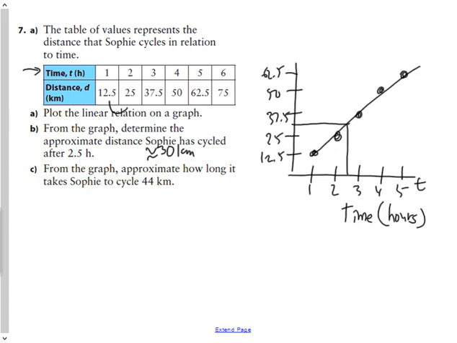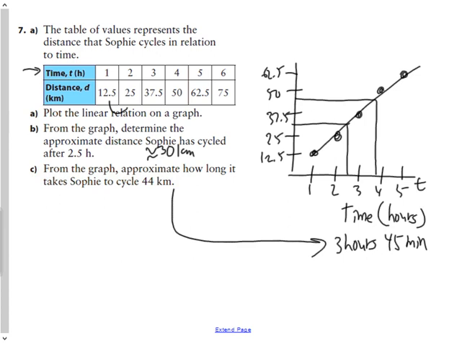And from the graph, approximate how long it takes Sophie to go 44 kilometers. So I'm going to guess right around here is 44. I'm going to say it takes roughly maybe 3 hours and 3/4 of an hour, so 45 minutes. So how long does it take? Roughly 3 hours, 45 minutes, or 3 3/4 hours.